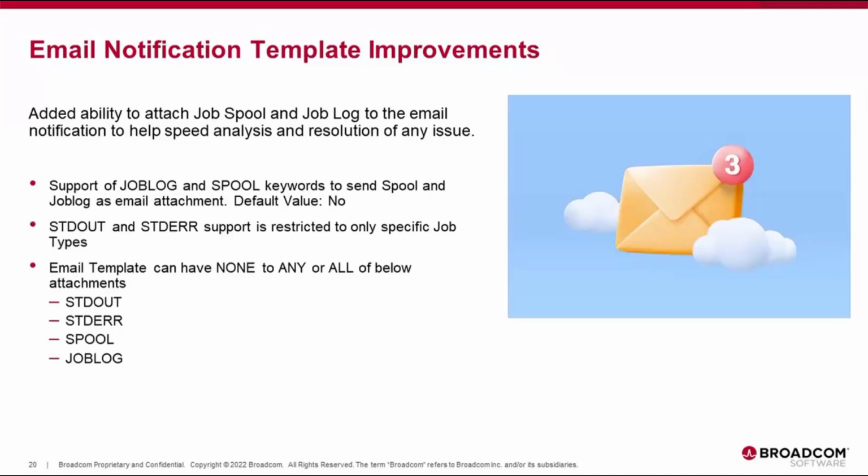This new spool and job log feature will support job types such as HTTP, POJO, and J2EE. So with this feature, you can specify any combination for what you would like to have as an attachment. So it can be anything from no attachment at all to select attachments, or you can have all files attached.